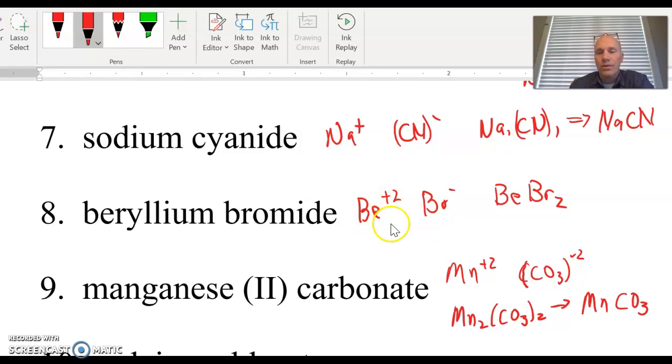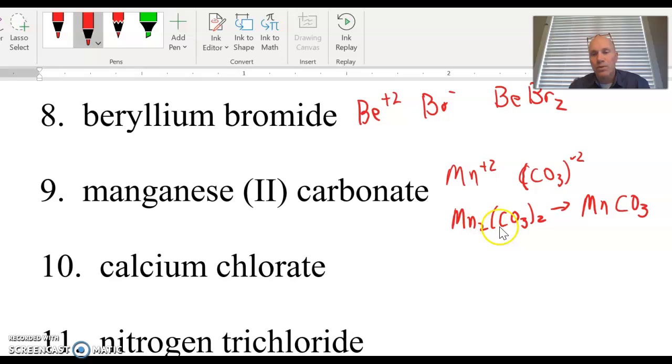The next two should be fairly straightforward, an application of the crisscross rule. Next one, manganese. We know that it's manganese +2 because of the Roman numeral. Crisscross that with carbonate. This is what pops out, but then that 2-to-2 ratio simplifies to a 1-to-1 ratio.